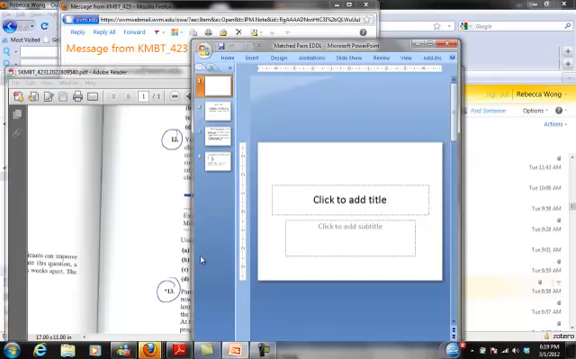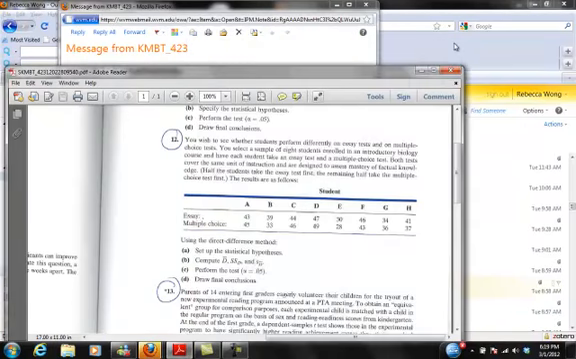Okay, so speaking of the homework problem, let's give that a try. We're going to take a look at number 12 from the homework. It says, you wish to see whether students perform differently on essay tests and on multiple choice tests. So they're going to give the students an essay test and a multiple choice test, and then see if their scores are different. Because you're just testing whether there is a difference, the alternative hypothesis is going to have a non-equal sign in it.